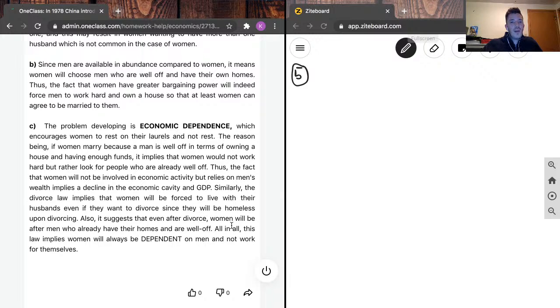Similarly, the divorce law implies that women will be forced to live with their husbands, even if they want to divorce, since they will be homeless upon divorcing. It also suggests that even after divorce, women will be after men who already have their homes and are well off. All in all, this law implies women will always be dependent on men and not work for themselves.